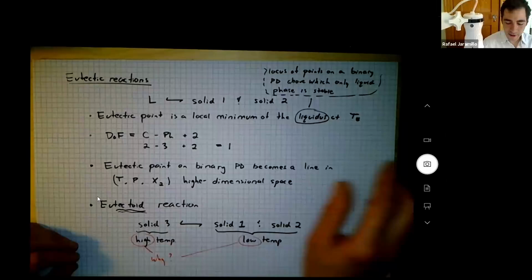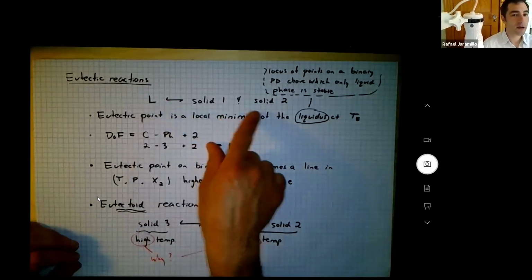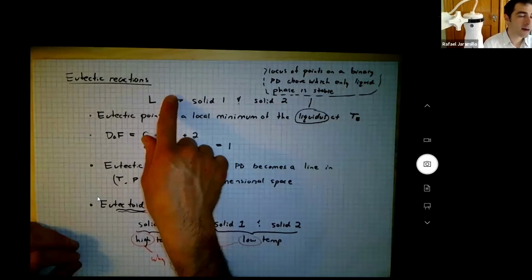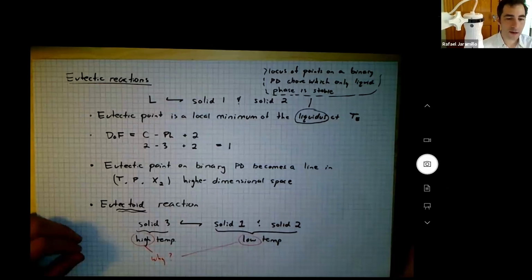That's a little bit more apparent here, where I have a liquid solution and two solid solutions. So here you might say, oh yeah, the liquid is higher entropy. That makes sense, that it's a high temperature phase, but it holds even here. So let's look at some eutectoid reactions here.